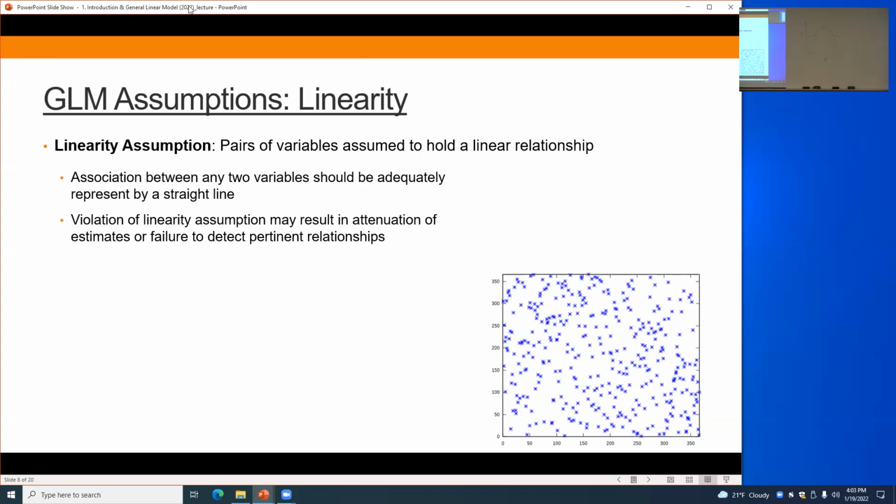If you see something like this where you just see, hey, it looks like a big kind of point cloud, right? It's not necessarily saying that it's nonlinear. It's just saying that these two variables appear to be unrelated.